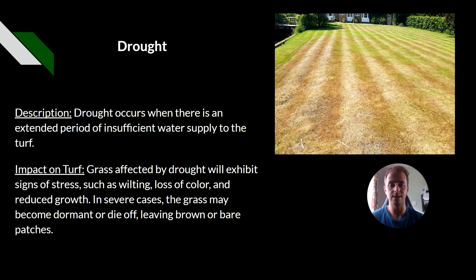The grass will be affected by the drought and exhibit signs of stress such as wilting, loss of colour, reduced growth. And in severe cases, the grass may become dormant or die off, leaving brown or bare patches. Now, there haven't been too many times where I've seen grass actually die, but it has happened a lot more recently over the past few hot and dry summers. Usually it'll brown off like in the picture, and you can get some water on it and it'll actually come back. It's just gone dormant, it's protecting itself, a bit of water and a bit of food, and before you know it, it'll be green.